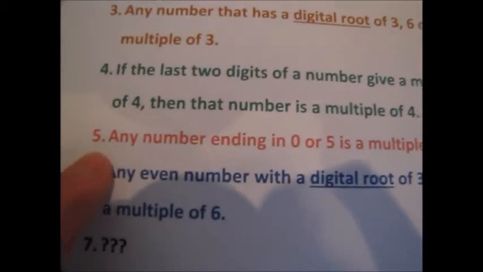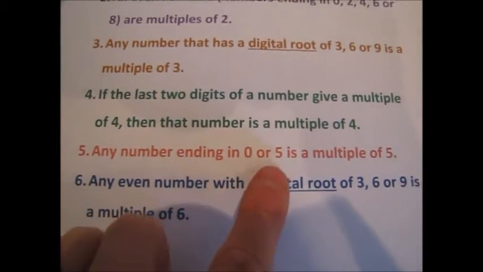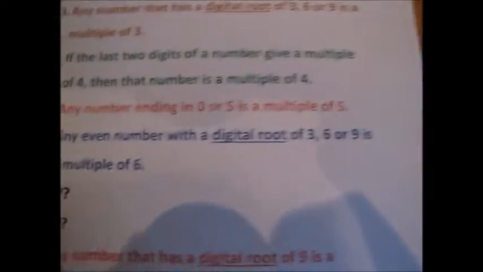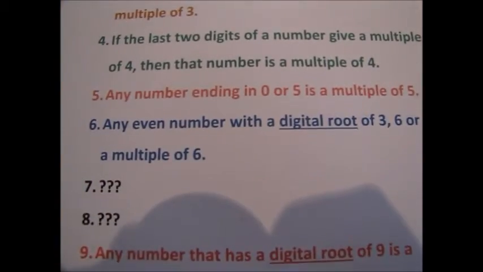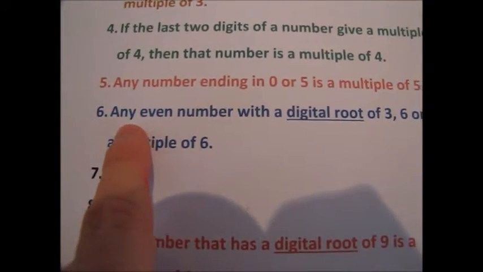So this number is in the 4 times table without even having to use a calculator. Perfect. Number 5, any number ending in 0 or 5 is a multiple of 5. So let's have a look at ours. Oh, no, it's not. So 5s don't go into that number. Never mind. Okay, to see if it's in the 6 times table, a multiple of 6.